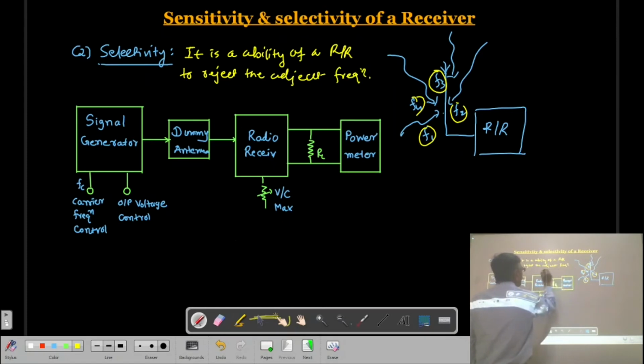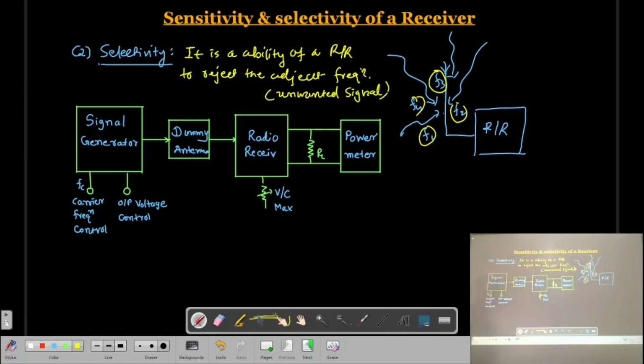Or you can say unwanted signal. Otherwise, what will happen? If you are receiving the frequency F3 and some portion of the F2 or some portion of the F4 will also be received by the radio receiver, then you will get a kind of interference between all the transmitters. So whatever adjacent transmitter is there, that frequency has to be rejected by the radio receiver, and that is known as selectivity.